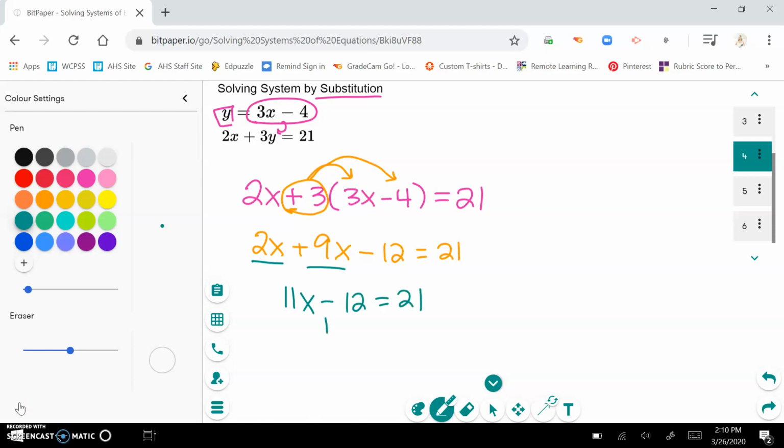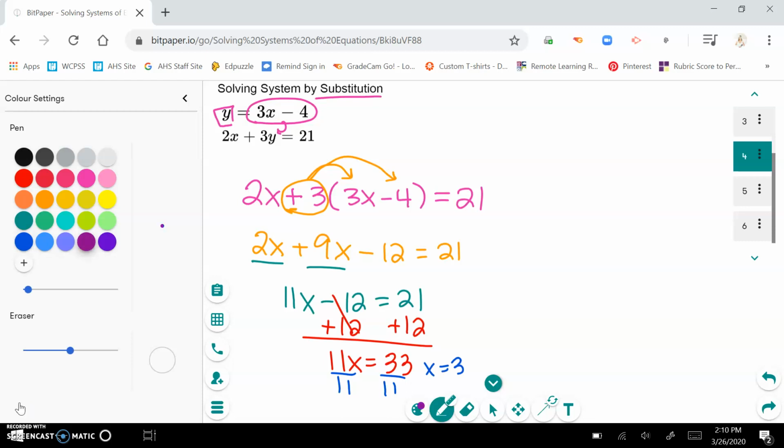And then we can add our 12 to both sides. So 11x is equal to 33. And then finally divide by 11. So x is equal to 3.